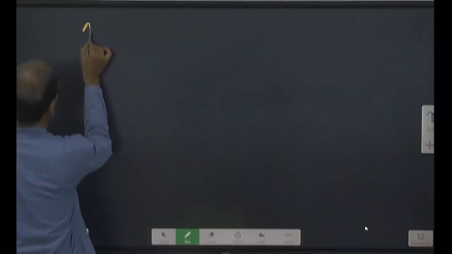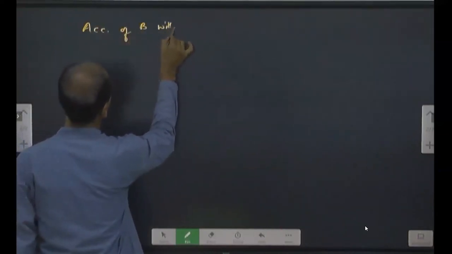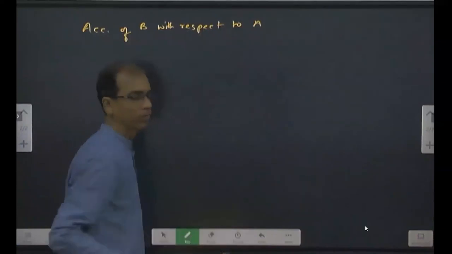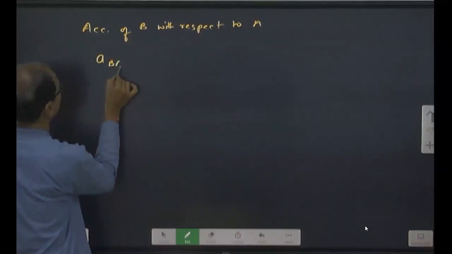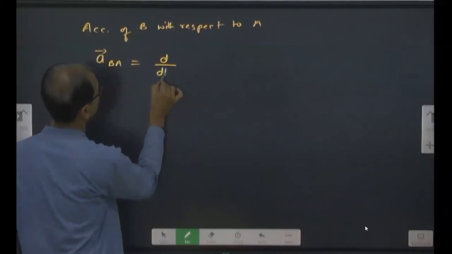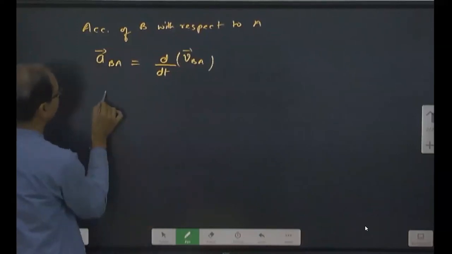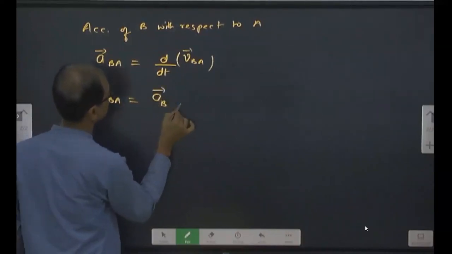Yes, sir. Okay. Now acceleration. Acceleration of B with respect to A. Again, same thing. Acceleration is what? Derivative of velocity. So first, acceleration of B with respect to A is actually d by dt of velocity of B with respect to A. So what is going to come? It will come out to be acceleration of B minus acceleration of A.